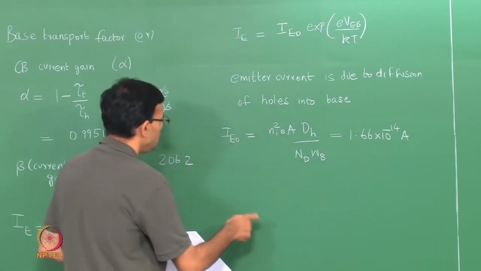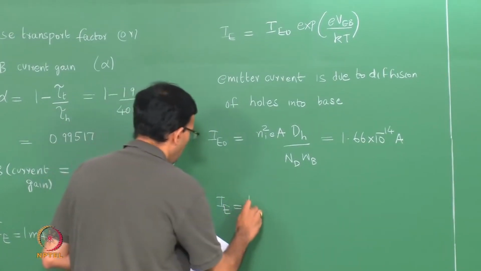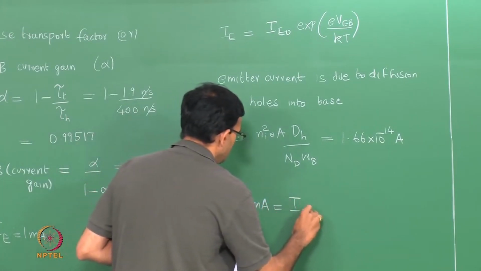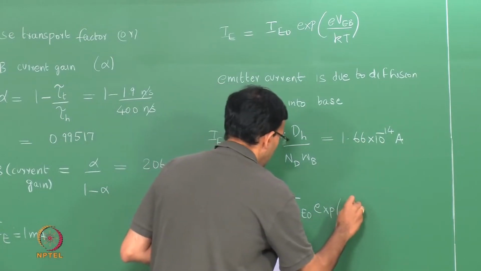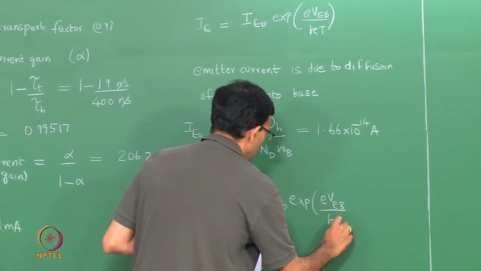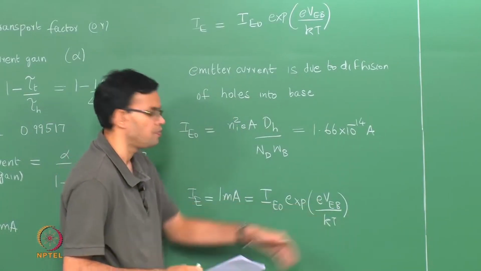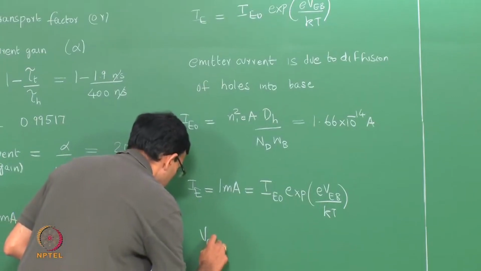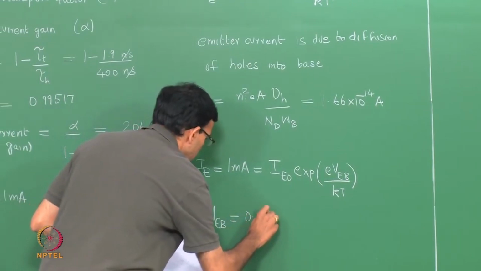So, IE is given to be 1 milliampere, which is equal to IE naught exponential e VEB, which is the emitter base voltage, divided by kT. So, all the terms here are known except VEB. So, you can rearrange, and then VEB is 0.64 volts.